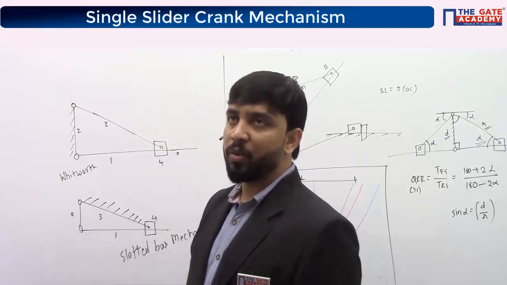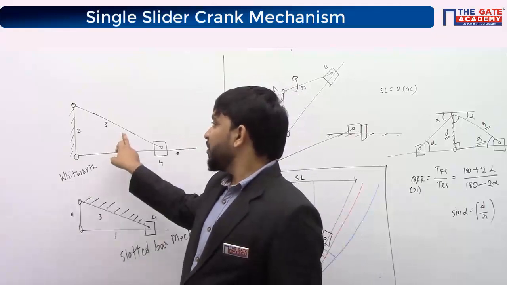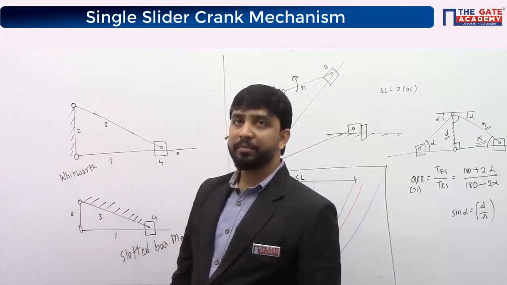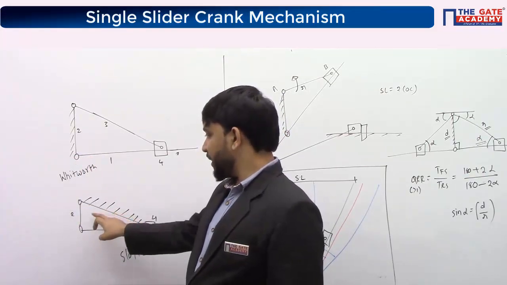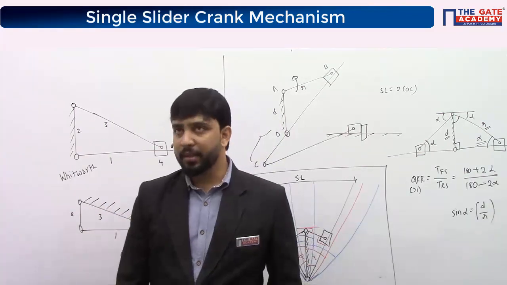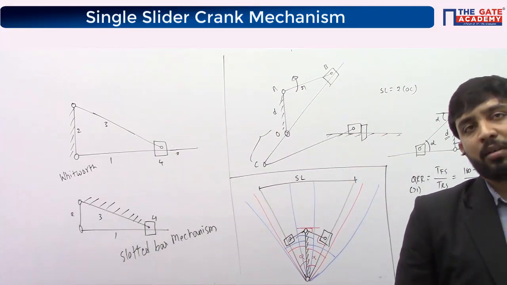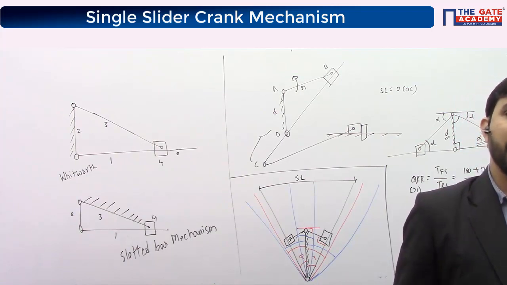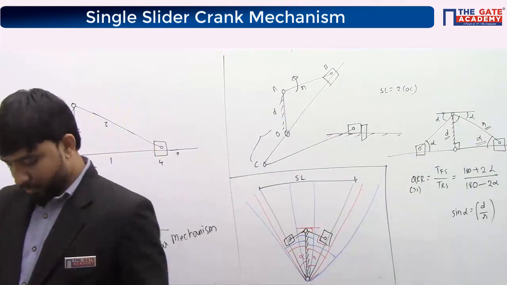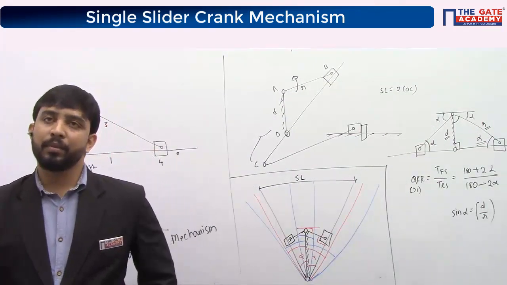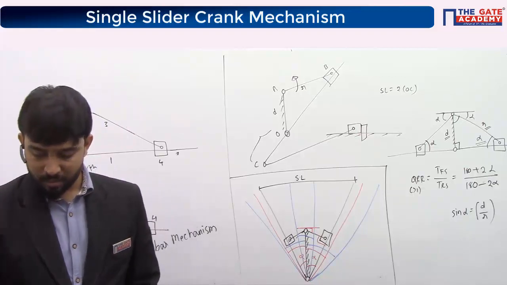Let's start the comparison between Whitworth mechanism and slotted bar mechanism. I do the first one. Crank of Whitworth mechanism is longer than its fixed link. Next item: crank of slotted bar mechanism is shorter than its fixed link. Next, write down like this.